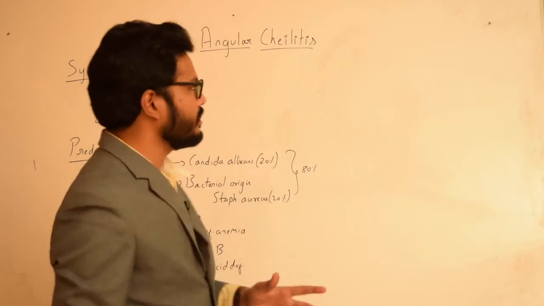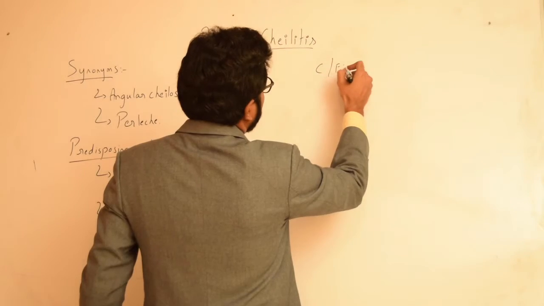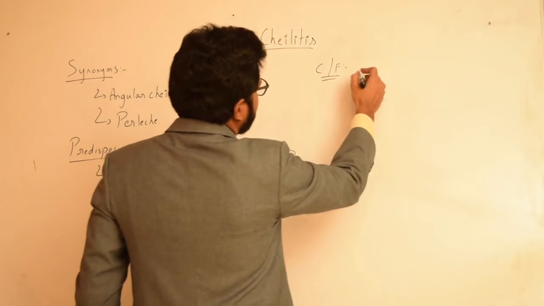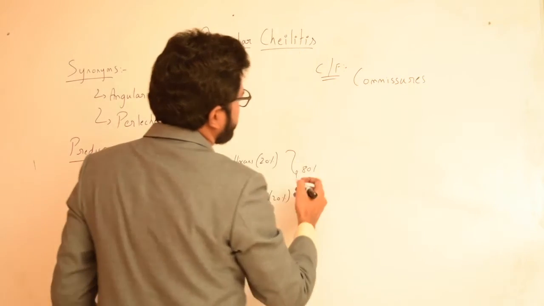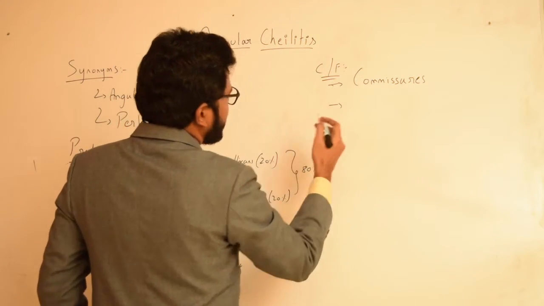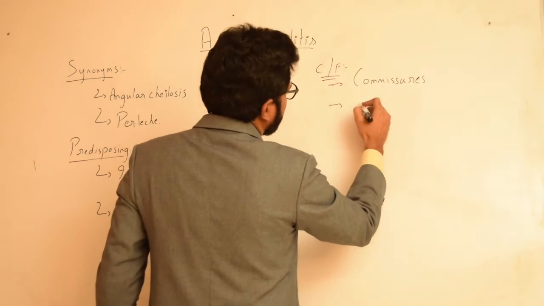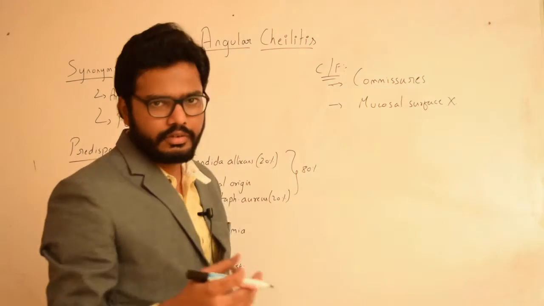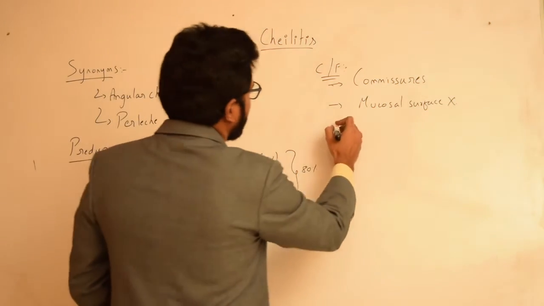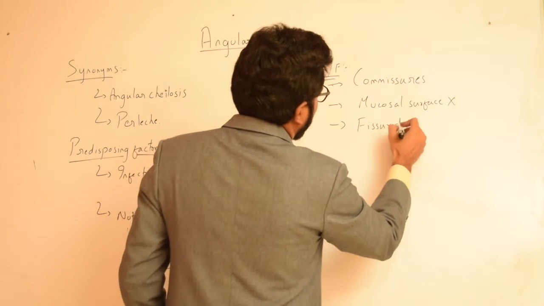Coming to the clinical presentation of angular cheilitis. Usually angular cheilitis is seen at the commissures of the mouth. Commissures are nothing but the corners of the mouth, and the lesions do not extend onto the mucosal surface. They are restricted only till the mucocutaneous junction at the commissures of the mouth, and they appear fissured or wrinkled.